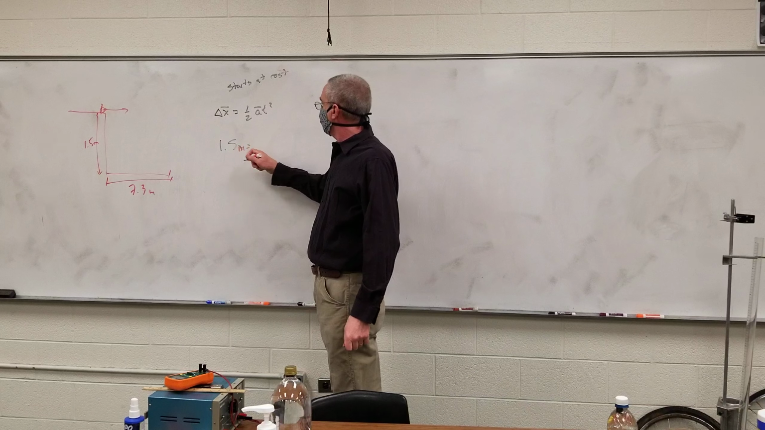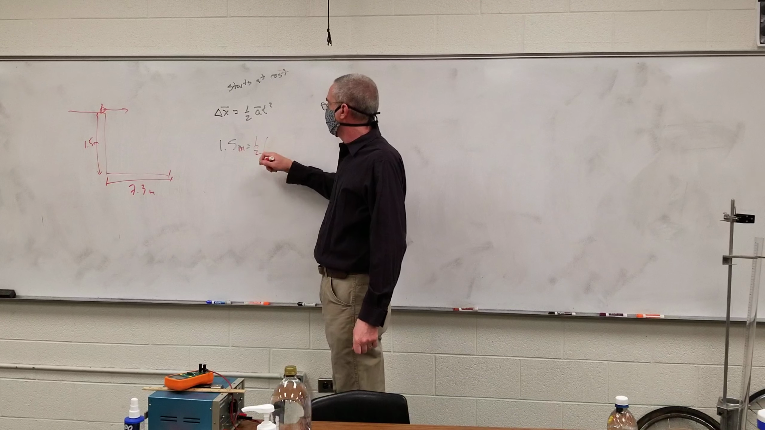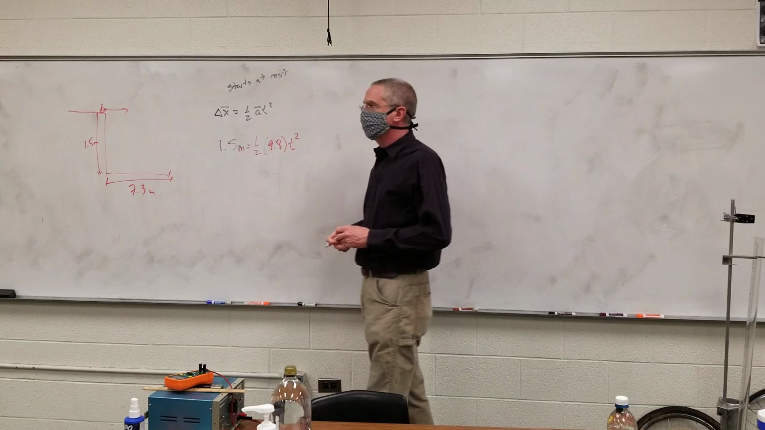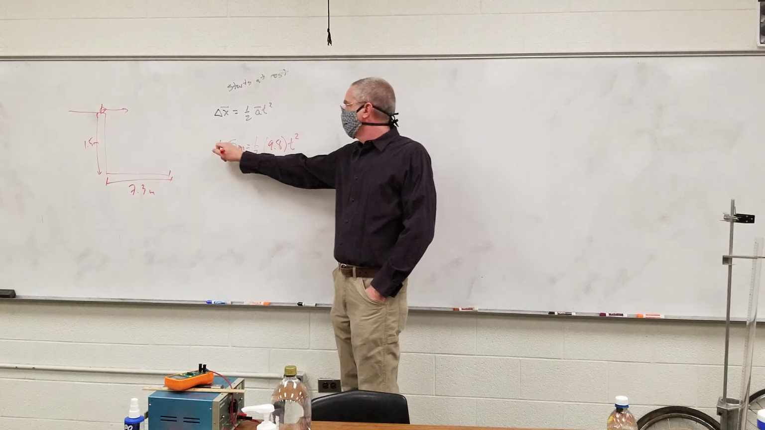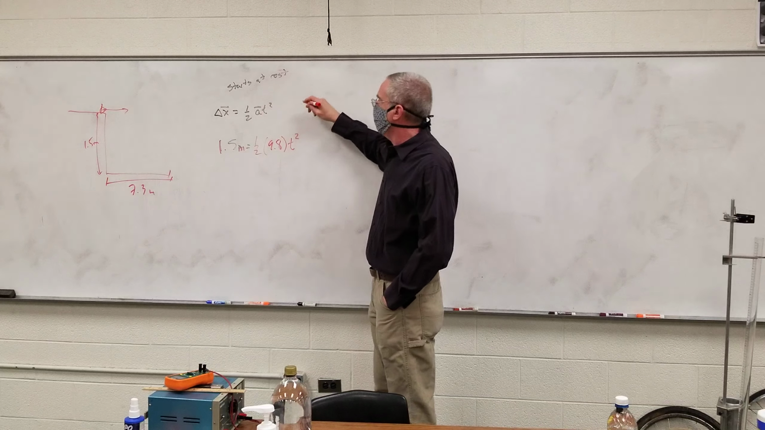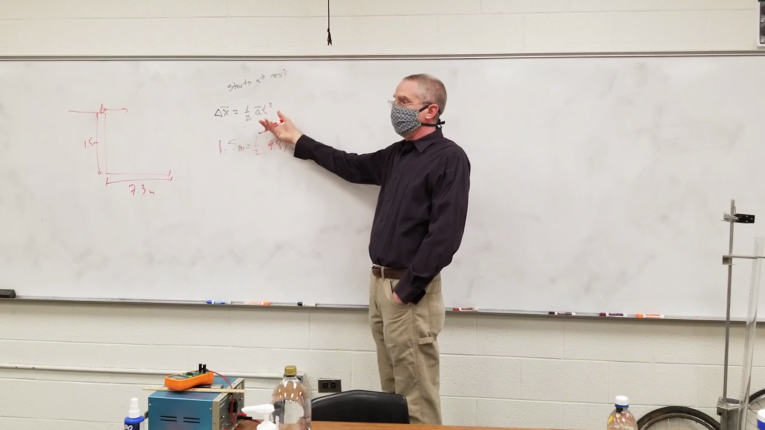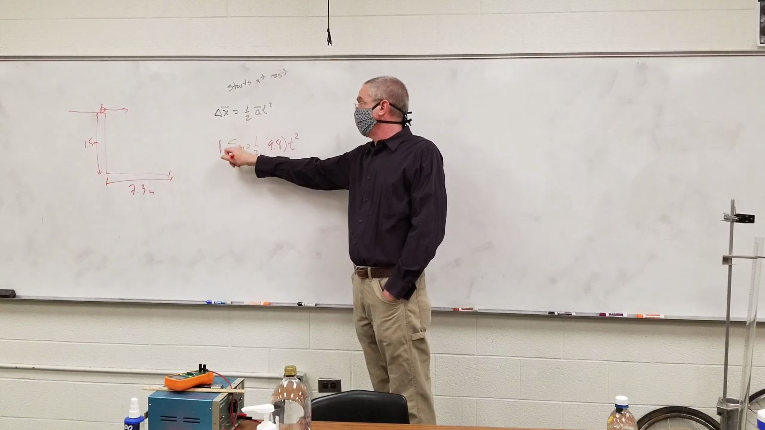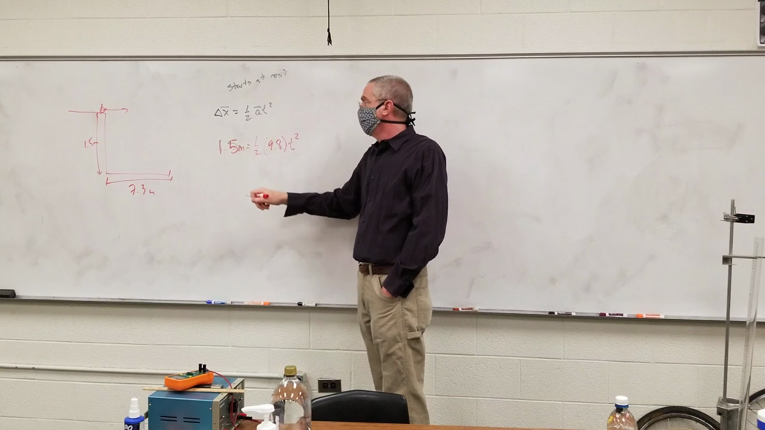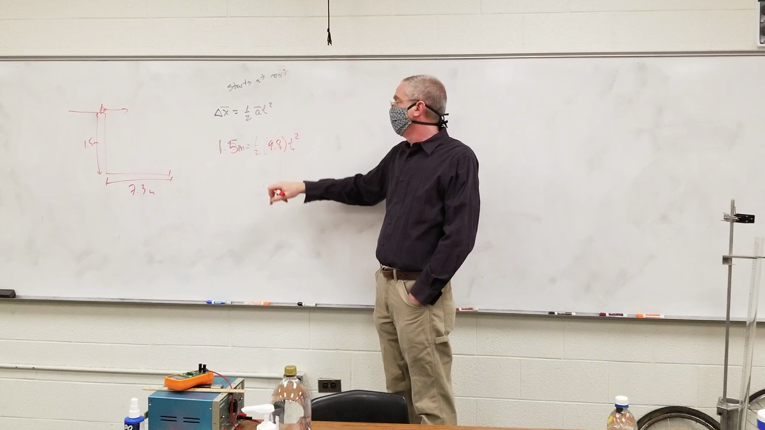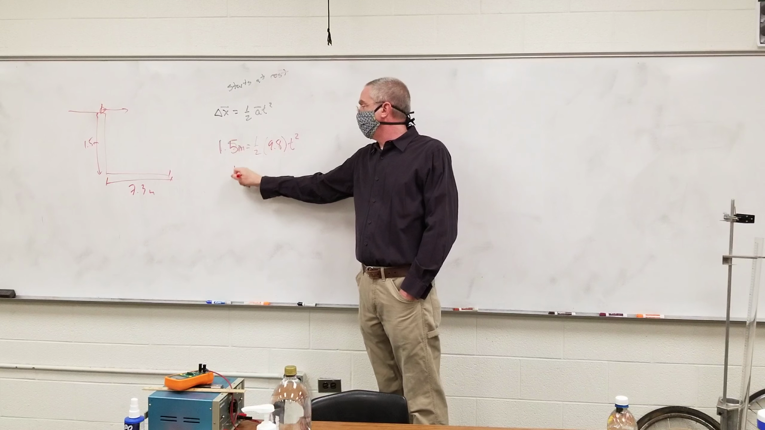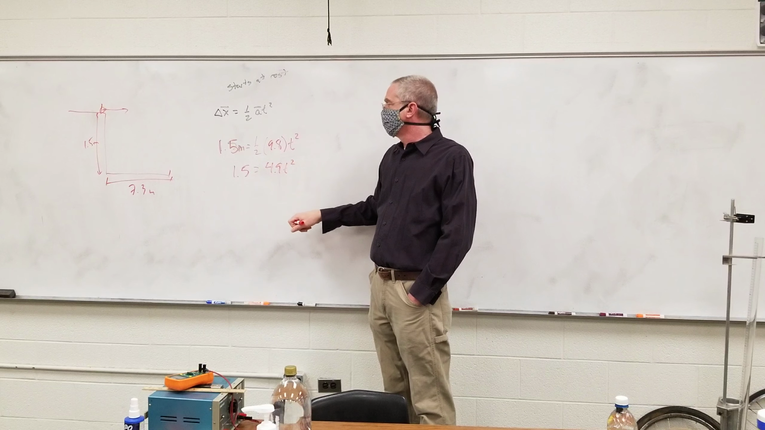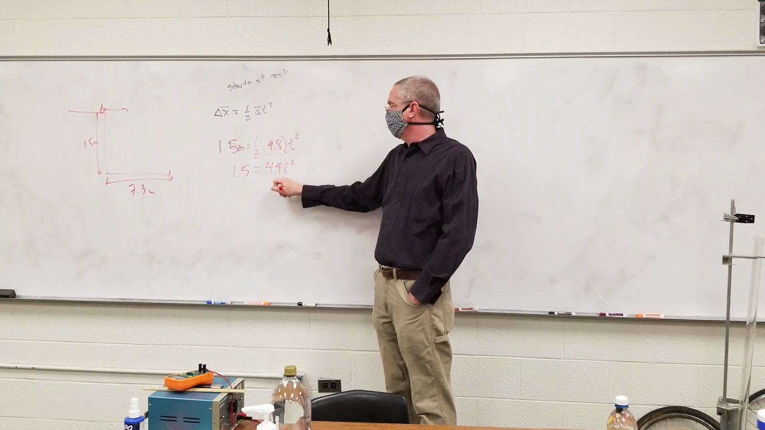1.5 meters equals 1/2 times 9.8 t squared. This is the formula, the Hewitt version of it. The distance is equal to 1/2 times g t squared. It's a little bit more generalized than what Hewitt did, but it still works. And so 1.5 is equal to 4.9 t squared. That's just 1/2 times 9.8.